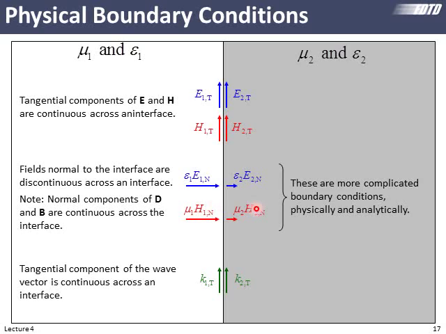When we start talking about waves, they'll have wave vectors associated with them, describing the direction and the wavelength of the wave. The transverse component of the wave vector is also continuous across the interface. So we will call these our physical boundary conditions. Later on, we're going to discuss something called numerical boundary conditions, and that's something else entirely that happens when we start doing the finite difference equations and update equations.